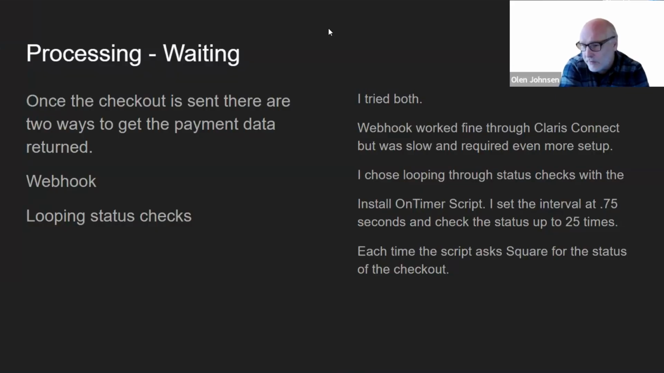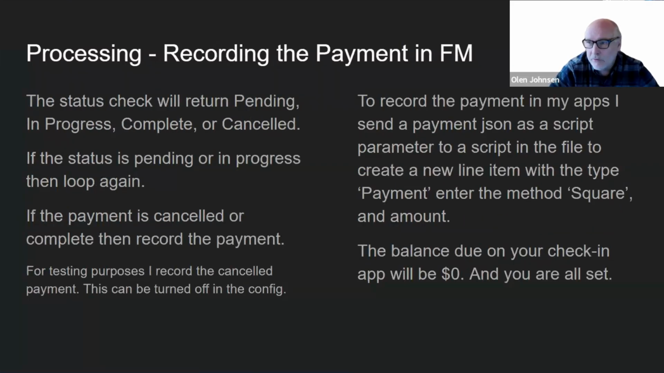Each time the Install On Timer script runs, it asks Square for the status of the checkout, and then records the final payment. The status check will return pending, in progress, complete, or canceled. If the status is pending or in progress, then it loops again. If the payment is canceled or complete, then you record the payment. So for testing purposes, I'm recording the canceled payments, but this can also be turned off in the config.